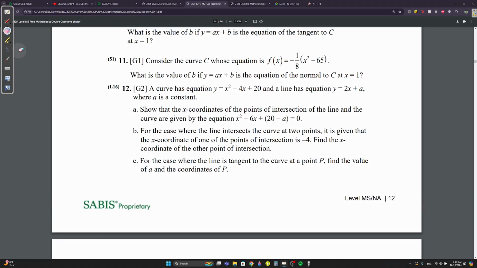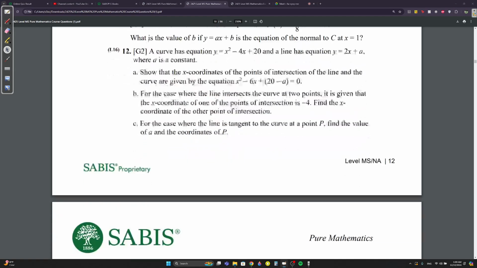Question 12 is a heavy question. A curve has an equation of this, and a line has the equation of this. Show that the x-coordinates of the points of intersection are given by this. I remember this question. Okay. So they're saying the points of intersection show that it's equal to this.